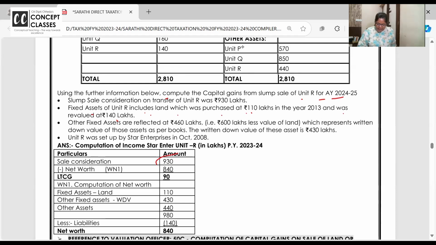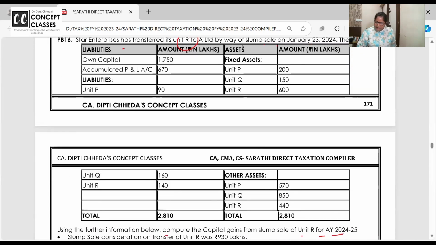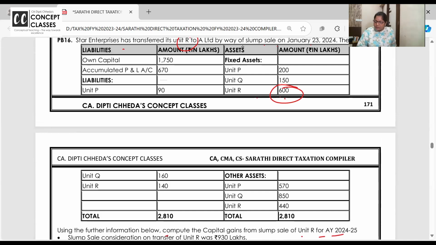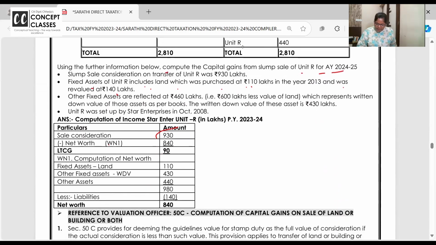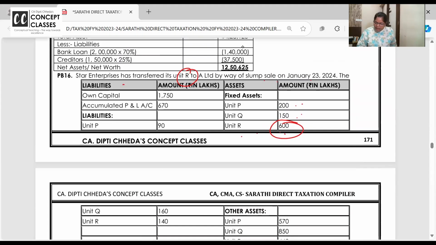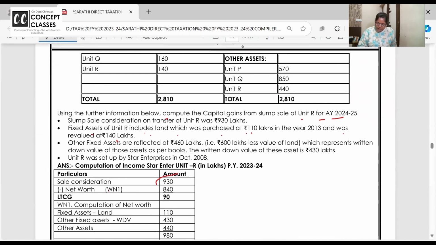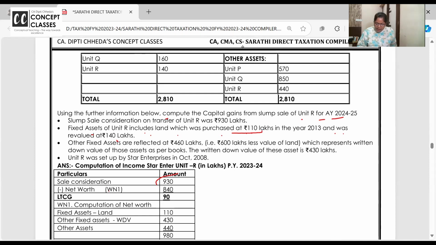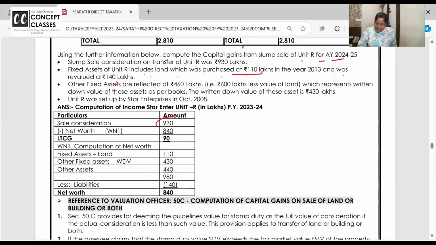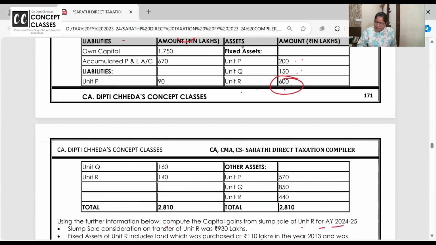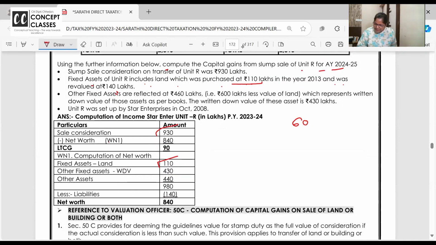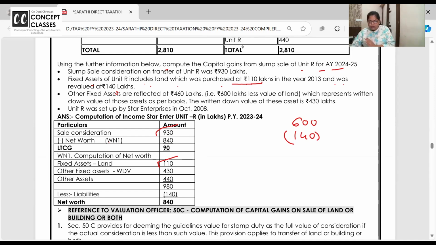So see, sale consideration minus net worth is long term capital gain. So land value they have included in the R. R unit is sold. Other information is just given for you to check. Now R is sold for 600. R in 600, you have taken the land which is 110, you have taken at 140. So now take the land back at 110. Correct, all of you? Right? So how much is the fixed assets of R? 600. Out of that 140 you remove. They have taken land at 140, and take its correct value 110.